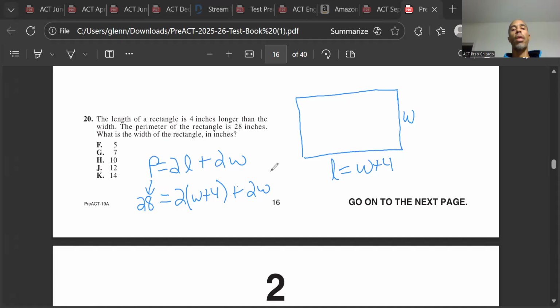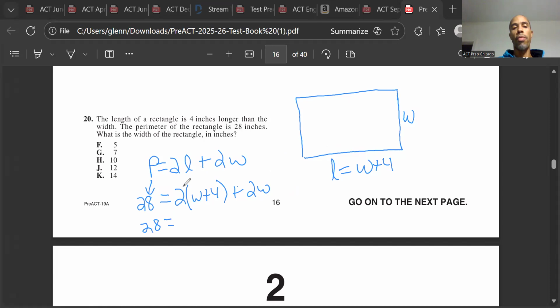Why do we do that? Because now we have an equation with only one variable, which is the W. Before we had an equation with 3 variables, P, L, and W. We were able to substitute for P. If we had just left P 28, we still would have an L and a W. But because we were able to express the length in terms of the width, then we could substitute the length with W plus 4. Now we have an equation with just W's, which means we can now solve it.